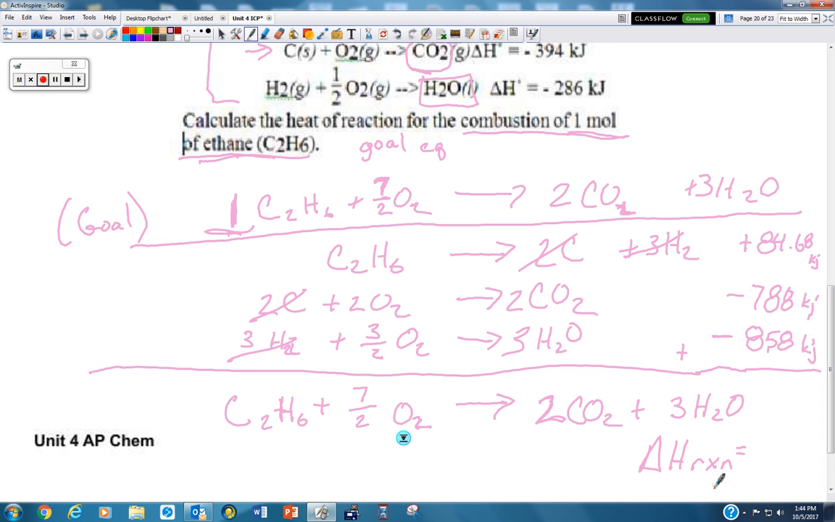So what is our overall? What direction is it going? Negative 1,005, and I got 1,561, but I could be off on my rounding. All right, any questions?